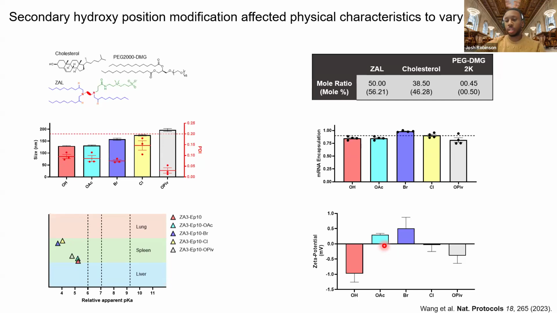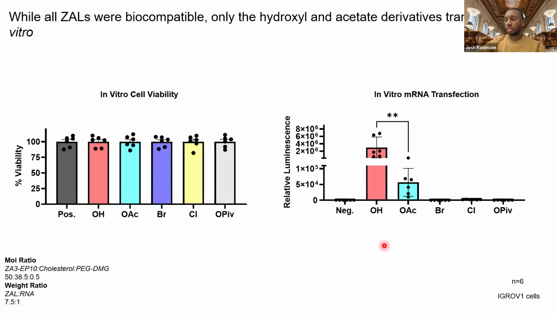With the LNPs made and fully characterized, we wanted to do initial in vitro work. We did this in IGROV1 cells. We see here that there's really high cell viability across the board, which is really great. However, when we looked at the in vitro mRNA transfection, we see that the parent performs well, as expected from previous results. The acetate still performs, not nearly as high, but it's definitely there. The other derivatives do not really perform.